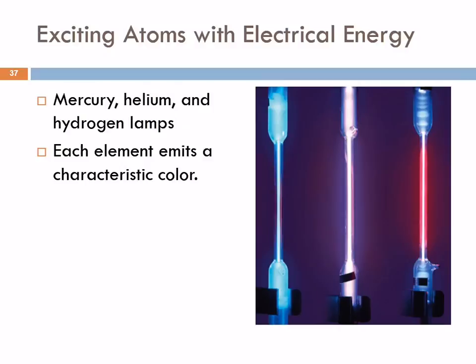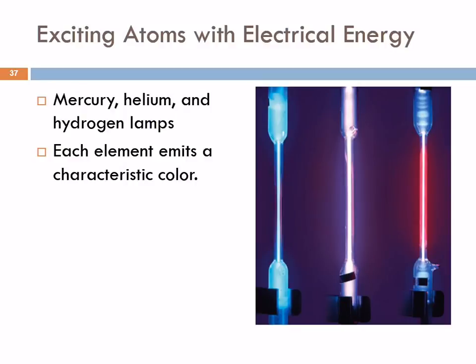So here are photographs of some lamps. This is a mercury lamp, a helium lamp, and a hydrogen lamp. It's just an evacuated tube that has mercury vapor, helium vapor, or hydrogen gas in it, and then you put it into a box that applies a voltage and passes a current through it. So we're exciting the atoms or molecules in the lamp by putting energy into them, and then they absorb the energy, but then they release it back out.